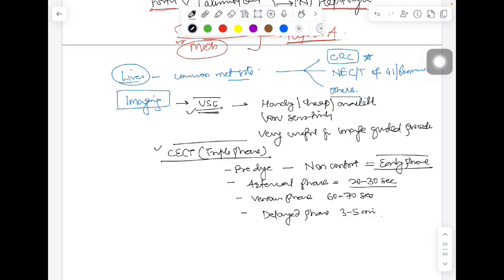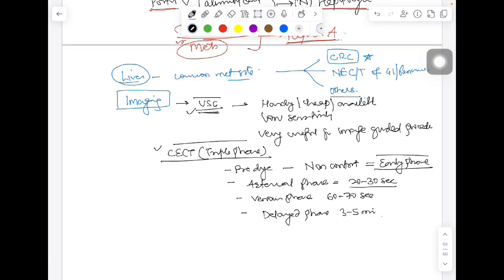Okay, that's what the arterial phase is there. That same arterial blood is going to the GIT, then making the portal vein and coming to the liver again. So that will take some more time. So 20 to 30 seconds, the hepatic artery will reach. The venous phase is 60 to 70 seconds, and then by 3 to 5 minutes, the delayed phase, all the supply should go through the hepatic vein back out of the liver.